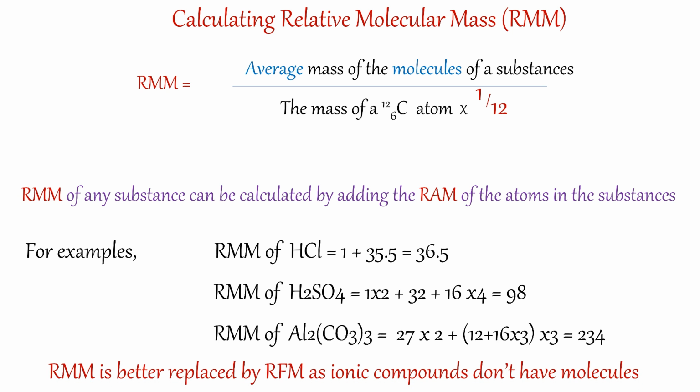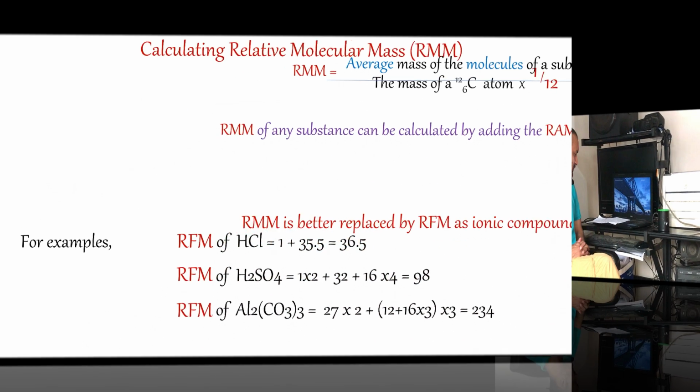But one thing here: relative molecular mass should be replaced by relative formula mass, because ionic compounds are not molecules. So when they are not molecules, it's not appropriate to call it molecular mass. When you use relative formula mass, it fits both molecules and substances without molecules. These were all about the masses of very tiny particles. I think this video has made your concept of the masses of very tiny particles clear.